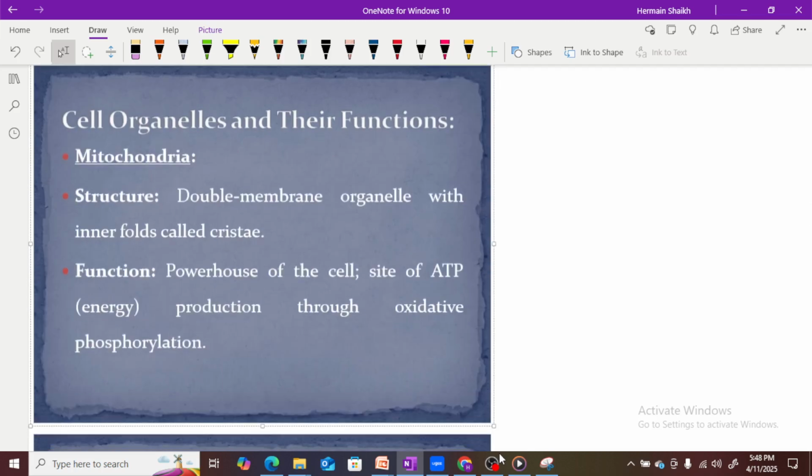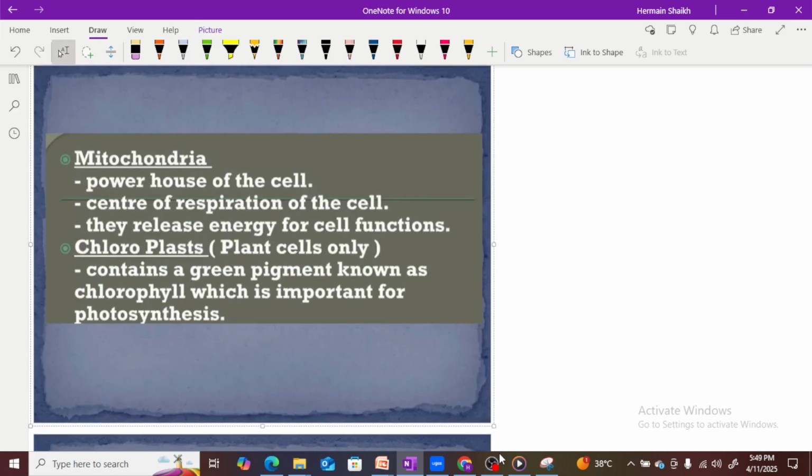Now another organelle is the mitochondria, a double membrane organelle with an inner folded structure known as the cristae. Its function is most importantly the powerhouse of the cell, and it is the site of ATP energy production through oxidative phosphorylation. It is known as the powerhouse of the cell, the center of respiration of the cell. They release energy for cell functions. Now another organelle is the chloroplast, which belongs to plant cells only and contains a green pigment known as chlorophyll, which is important for photosynthesis.